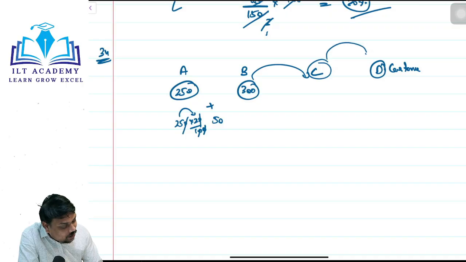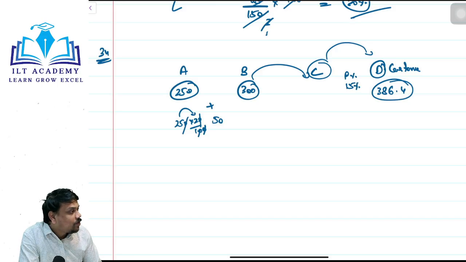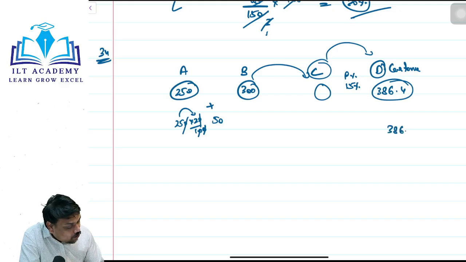नाउ सी सोल्ड इट टू डी एट 386.4. He had added a profit percentage of 15%. सो अब ये 100 समझ लिए तो ये 100 प्लस 15, 115. दिस इज इक्वल टू 115. हमें 100 का वैल्यू चाहिए. सो 386.4 इंटू 100 डिवाइड बाई 115 यू नीड टू डू इट.